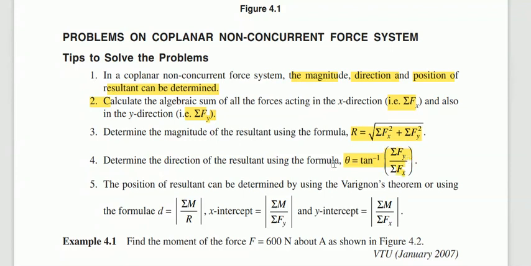And next, in addition to that, by considering Varignon's theorem, you need to find out the position of the resultant. You have to calculate summation of moment divided by R, and the x-intercept and y-intercept. So you are clear with this. X-intercept means the distance along the x-axis, and y-intercept the distance along the y-axis, from the given point.